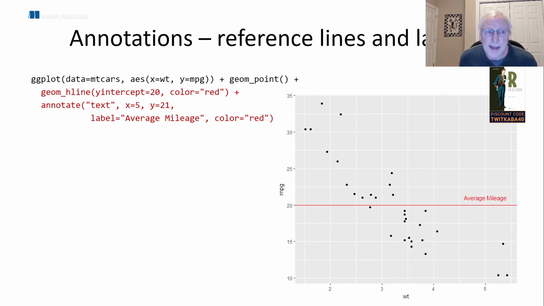I can add lines and labels within the graph. So here I've added a horizontal line at 20, which is the average mileage, and I've added the words average mileage as a text annotation.